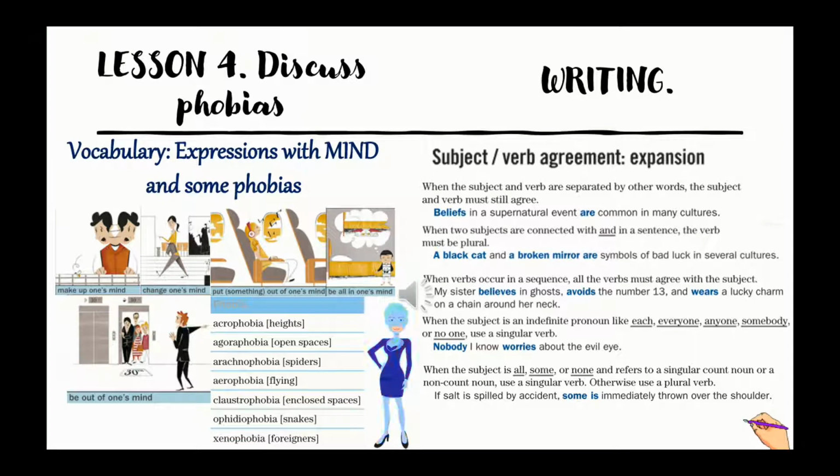Lesson 4. Vocabulary. Expressions with mind. Make up one's mind, change one's mind, put something out of one's mind, be all in one's mind, be out of one's mind. We have some phobias. In writing, we have subject-verb agreement, expansion, in which we have 5 rules to write a correct paragraph.